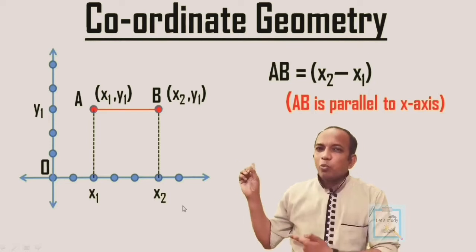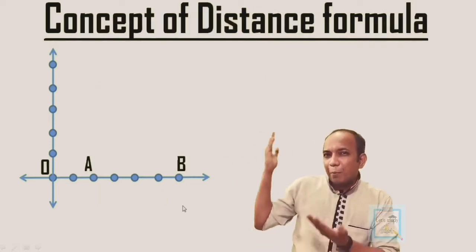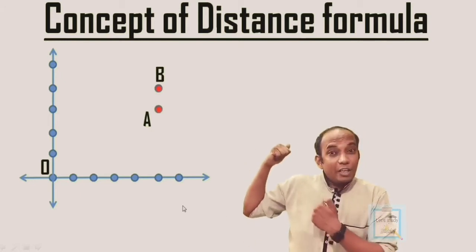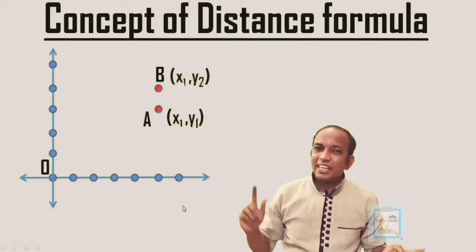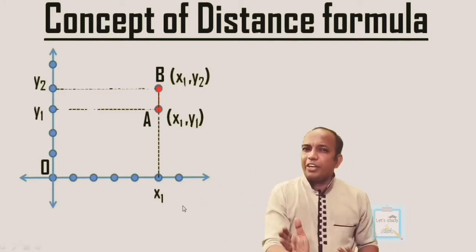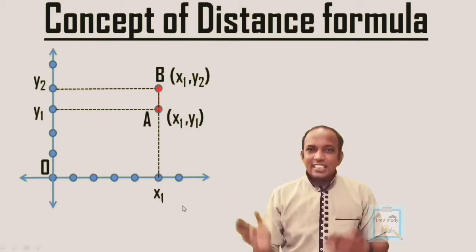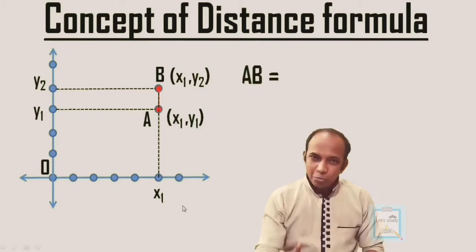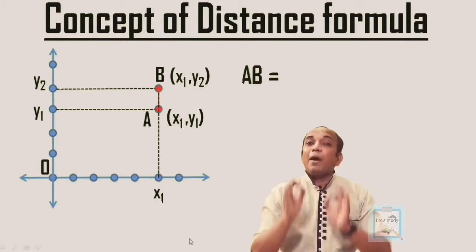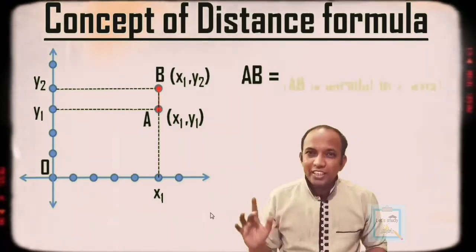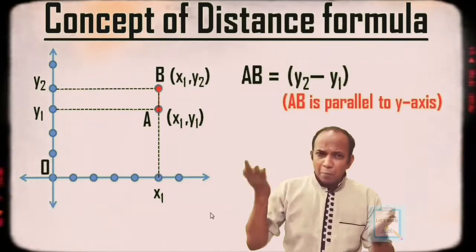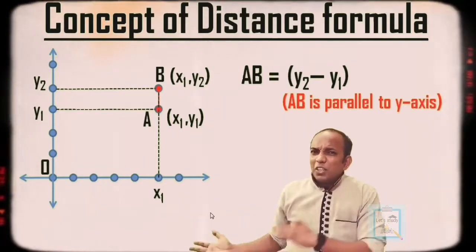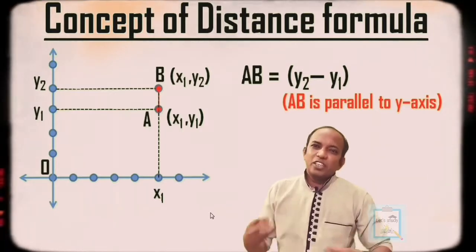Now, what if these points are, instead of being parallel to the x-axis, parallel to the y-axis? As they are parallel to the y-axis, their x coordinate will remain the same, that is x1, and they have different y coordinates. So when segment AB is parallel to the y-axis, the distance between them is calculated by the difference between their y coordinates, that is y2 minus y1, or the same thing, bigger coordinate minus smaller coordinate. It depends on the numbers that you get. These are the 2-3 conditions that we should know before starting our lesson.